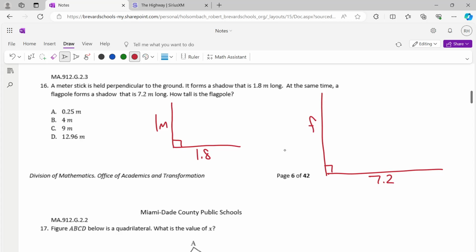Here's the flagpole. I'm going to do 1 over 1.8 equals the flagpole over 7.2. So crisscross multiply. 1 times... So 1.8 times F is 1.8F. 1 times 7.2, 7.2. And divide both sides by 1.8. So the height of the flagpole is 4 meters.